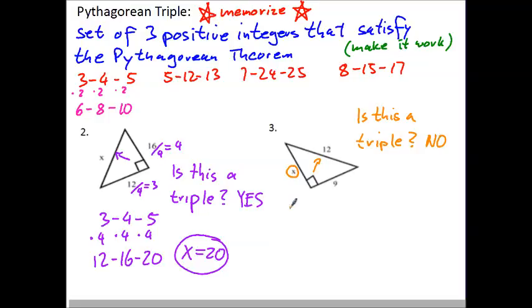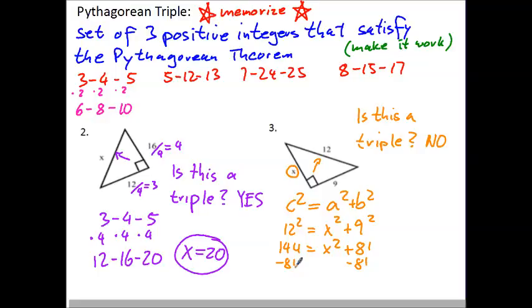So let's set up our equation. C squared is equal to a squared plus b squared. 12 squared is equal to x squared plus 9 squared. 144 is equal to x squared plus 81. Now we can subtract 81 from both sides, and we get 63 is equal to x squared.